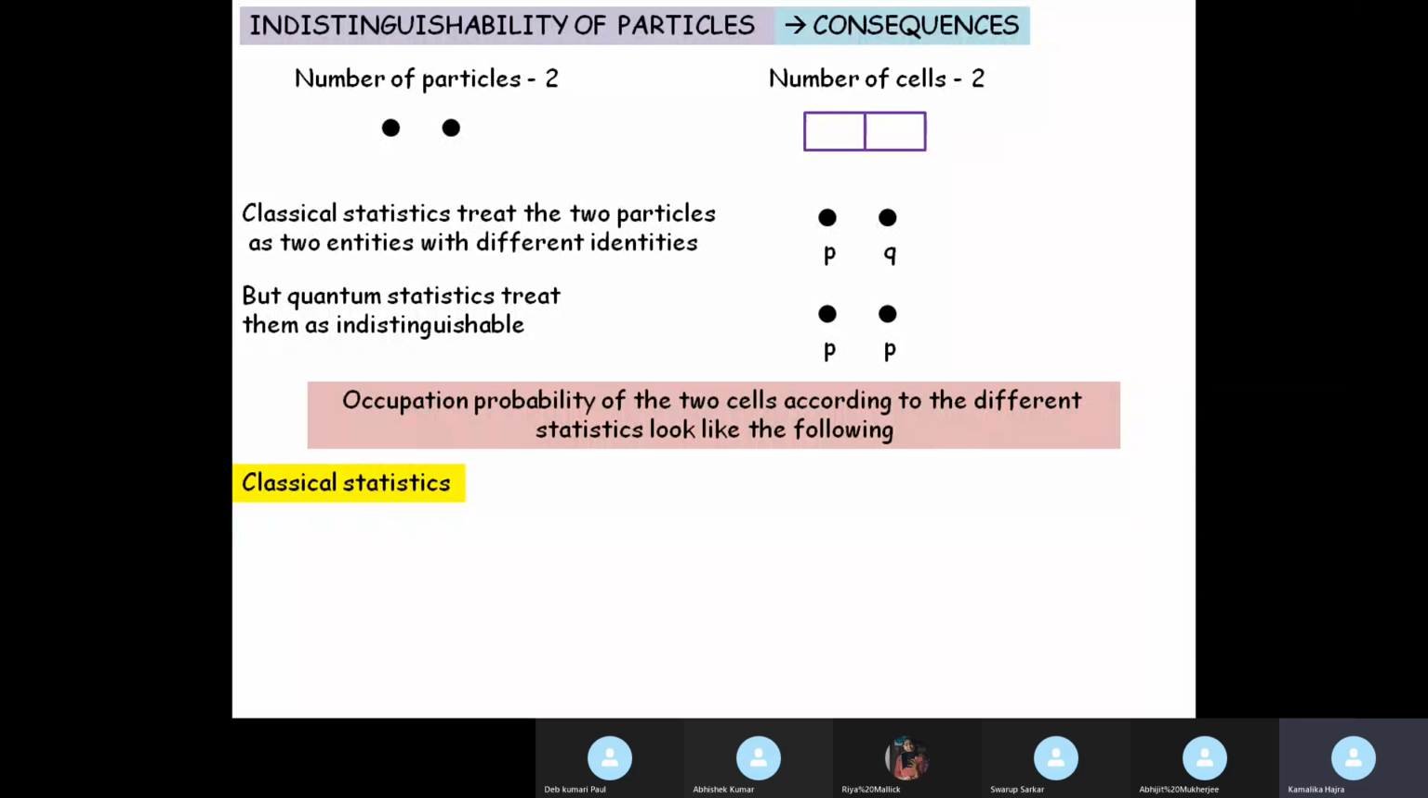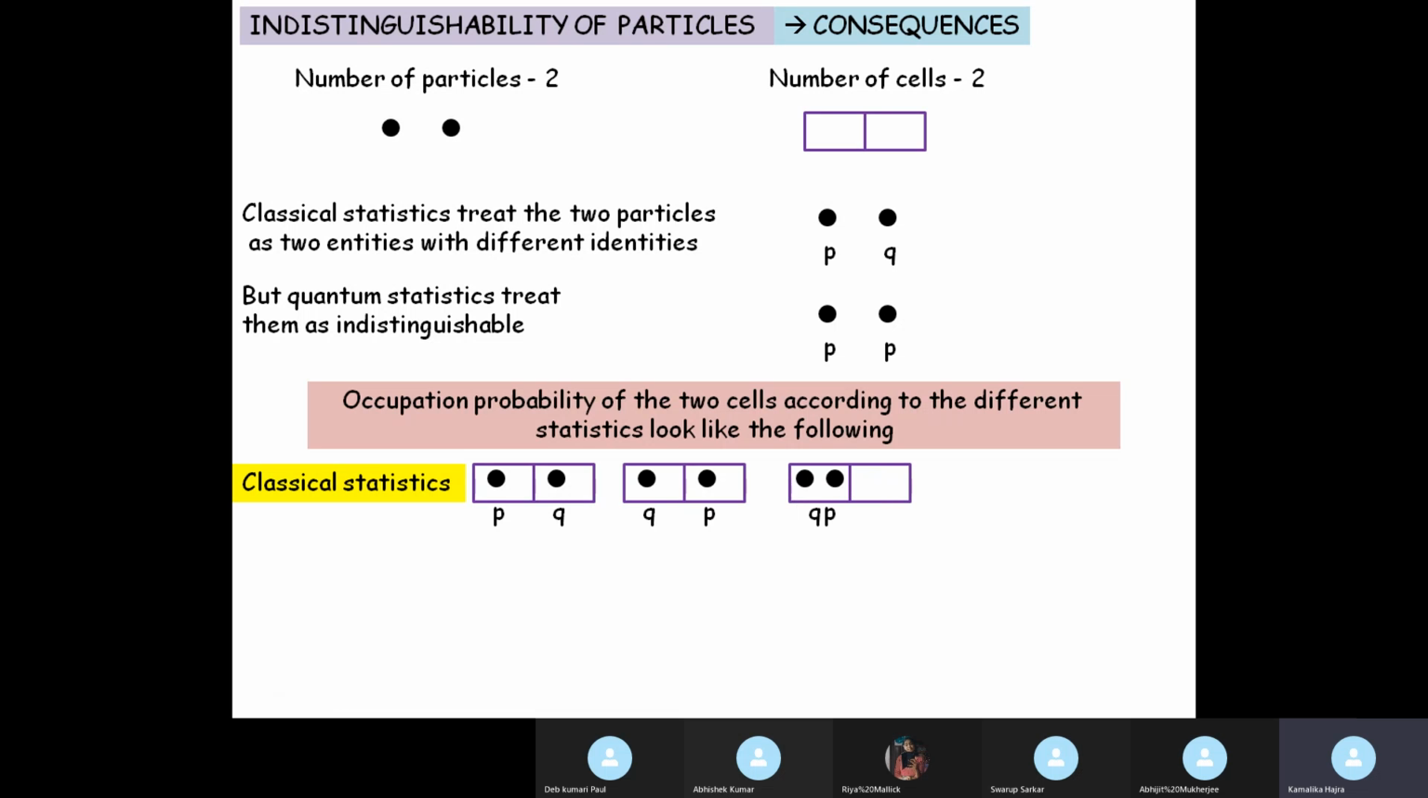Classical statistics, how many ways? PQ or QP. These two will be 2 different ways. 2 cells, 2 chairs, if Ria sits on one and Abhijit sits on the other, then Ria on the green chair and Abhijit on the red chair will be a different configuration than Abhijit on the red chair and Ria on the green chair. Okay, so P and Q occupying cell 1 and cell 2 is a different configuration than Q and P occupying cell 1 and cell 2.